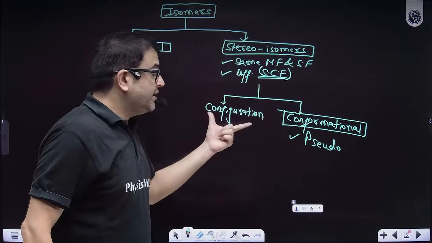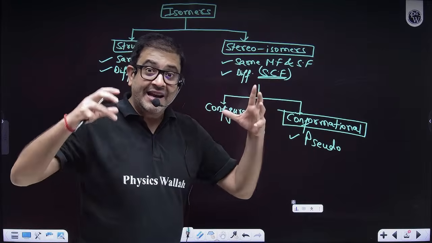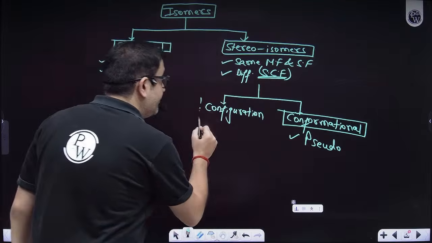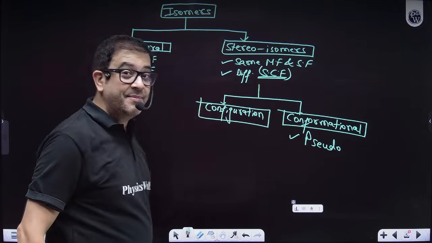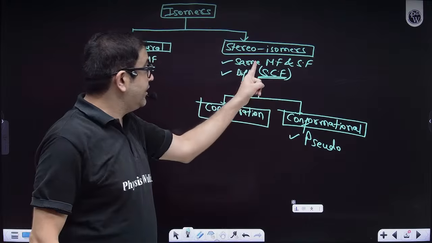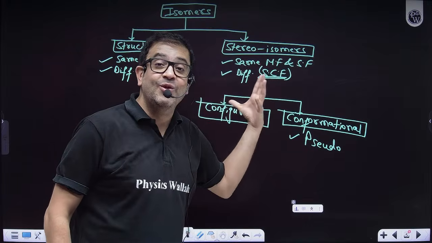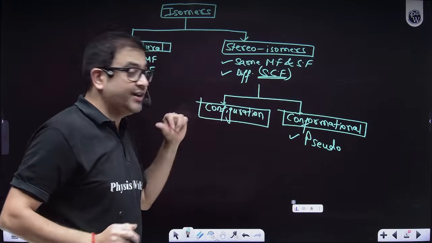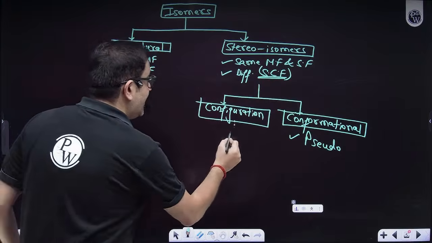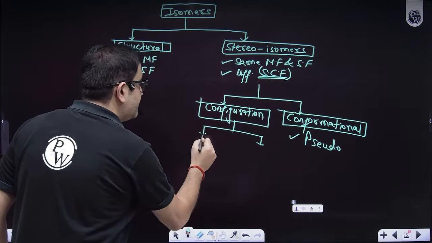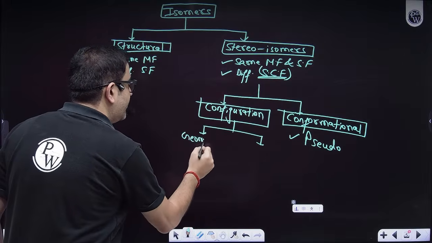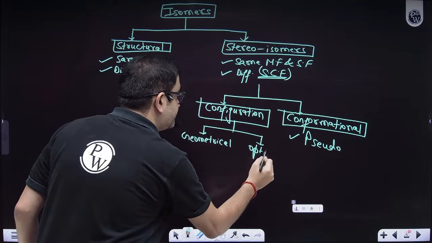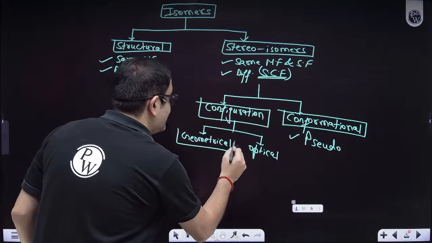Done, sir. So that means that configurational isomers are actually two different compounds. Yes, they are actually two different compounds. And when two different compounds which exist independently in nature have the same molecular formula and structural formula, but different three-dimensional orientation, as in stereochemical formula, then they are called configurational isomers. Now, configurational isomers are further of two types. One is geometrical. The other one is optical.